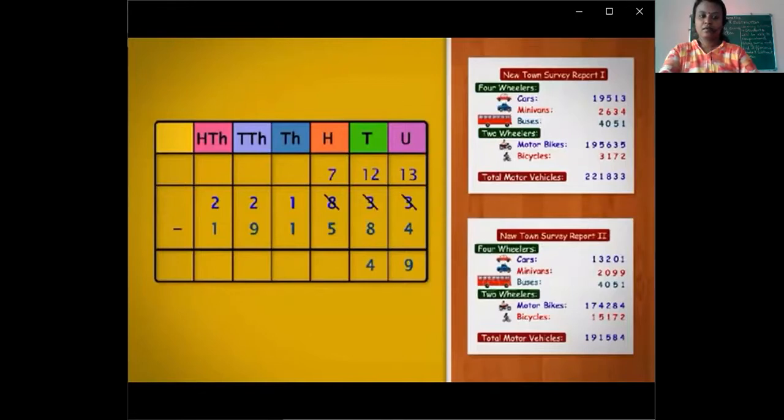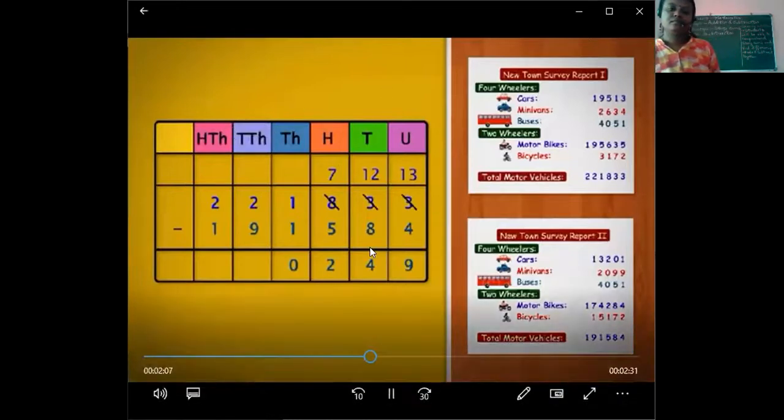Next, we subtract the hundreds. Here, regrouping is not required. 7 minus 5 equals 2. Subtracting the thousands, that is 1 minus 1, we get 0. Next, we must subtract the 10,000s.